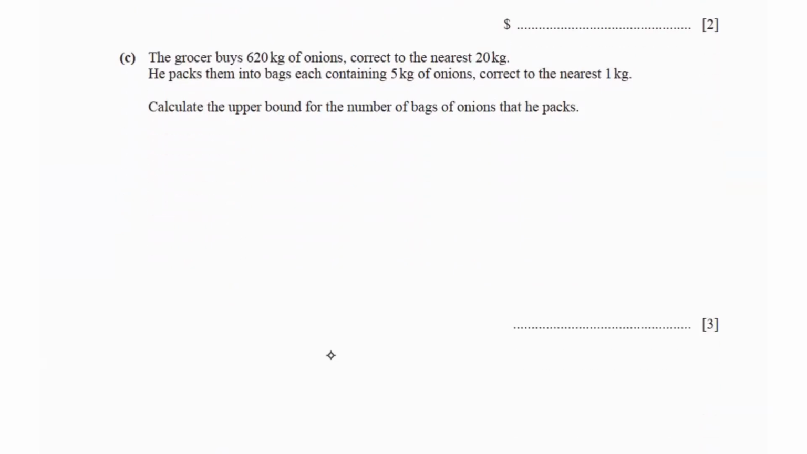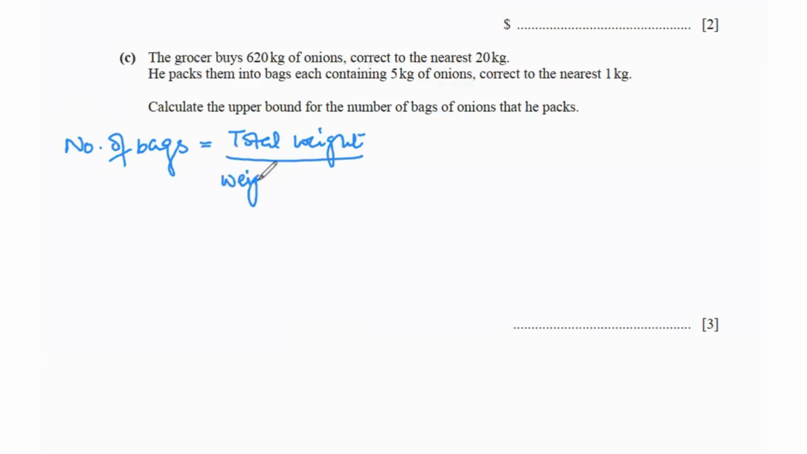Then it says the grocer buys 620 kg of onions, correct to the nearest 20 kg. He packs them into bags, each containing 5 kg of onions, correct to the nearest 1 kg. Calculate the upper bound for the number of bags of onions that he packs. Now, number of bags is going to be total weight divided by weight in each bag. So as you can see, to find the number of bags, we're dividing the two quantities.